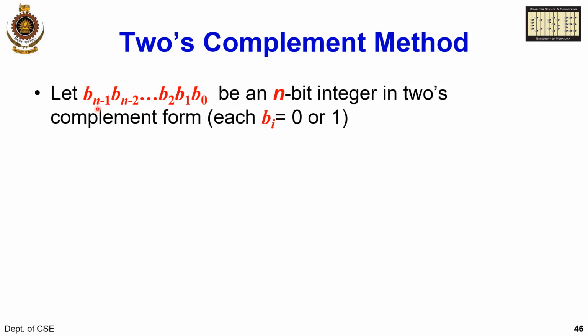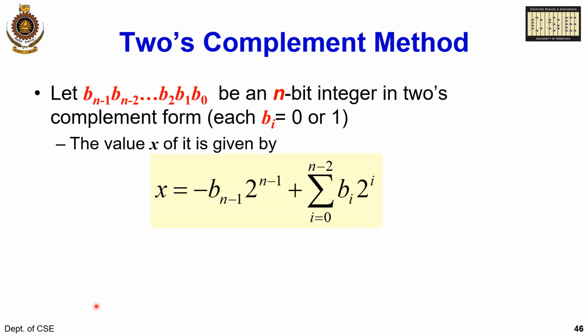Given a binary number, an n-bit integer in 2's complement, how can we determine its value? Here is the formula to calculate it. It uses the positional values that we looked at earlier. This is the most significant bit. We saw that the positional value of the most significant bit is minus 2 to the power n minus 1, since for an n-bit integer its position is n minus 1. You multiply it by b n minus 1, which is this bit. If it is 0, this whole part is 0. If it is 1, this part is minus 2 to the power n minus 1. That's the most significant bit.